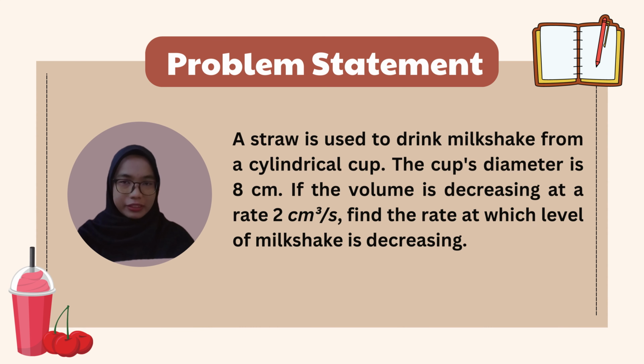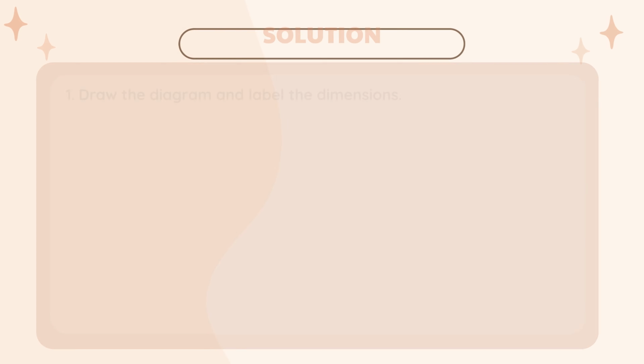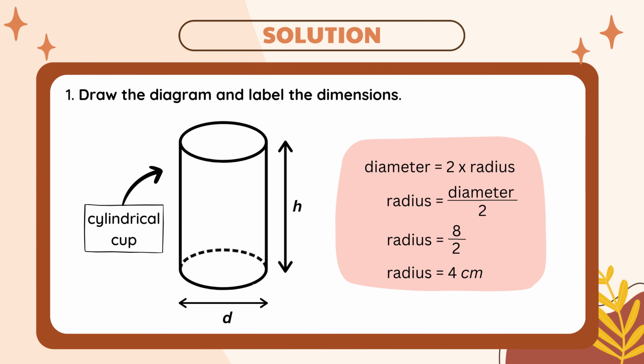The problem statement: a straw is used to drink milkshake from a cylindrical cup. The cup's diameter is 8 cm. If the volume is decreasing at a rate of 2 cm cubed per second, find the rate at which the level of milkshake is decreasing. The solution. The first step is to draw the diagram and label the dimensions. Given that diameter equals 2r, the solution is shown on the slide.